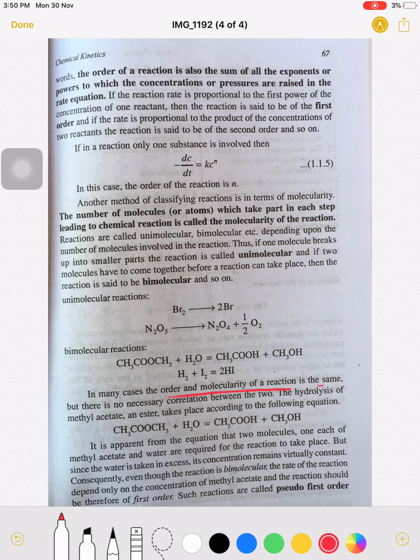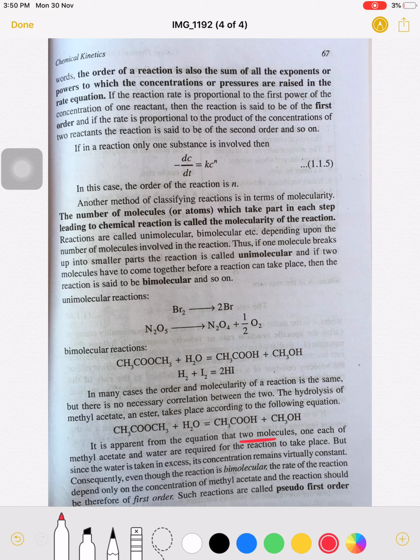If you see this example now, hydrolysis of methyl acetate takes place according to the following equation. So methyl acetate is hydrolyzed by water molecules and it gives acetic acid and methanol. It is apparent from the reaction equation that two molecules are involved. One each of methyl acetate and water are required for the reaction to take place.